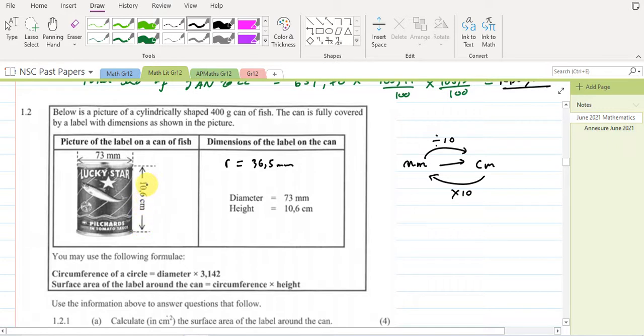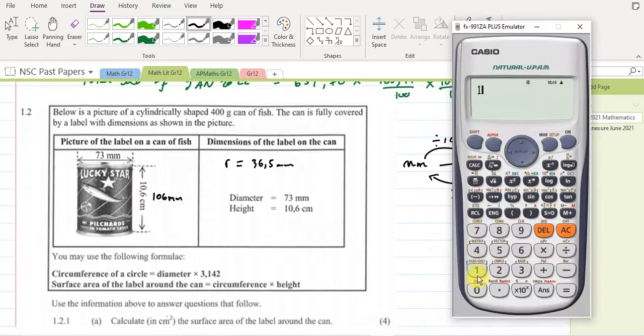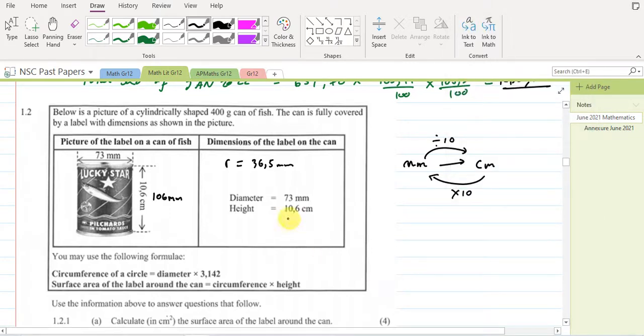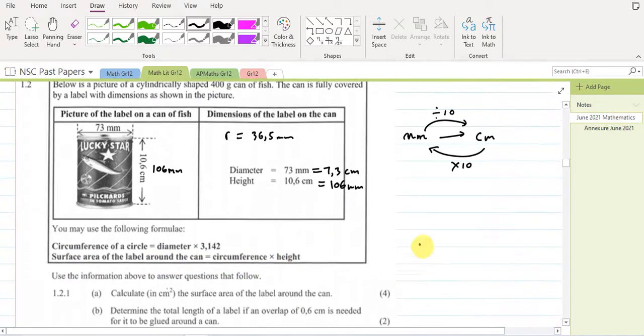So we can clearly see we got 10,6 centimeters. If we convert into millimeters, this is 106 millimeters. 10.6 times 10, you can use a calculator, 106 millimeters. So remember, the height is 106 millimeters. This is 73 millimeters, so that can become 7,3 centimeters. Depends what the question is asking us for. Now, circumference of a circle is diameter times 3,142, and the surface area of the label around the can is circumference times the height, right?